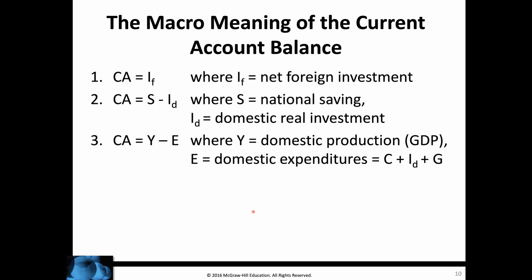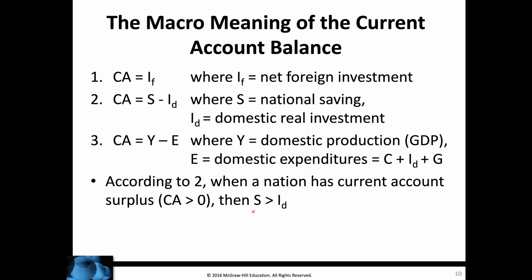CA equals Y minus E is the third, where Y equals domestic production or GDP, and E equals domestic expenditures, and those are considered to be equal to consumption plus domestic real investment plus government spending. So those are domestic expenditures.